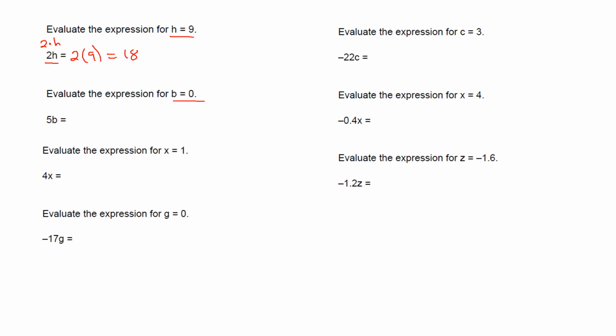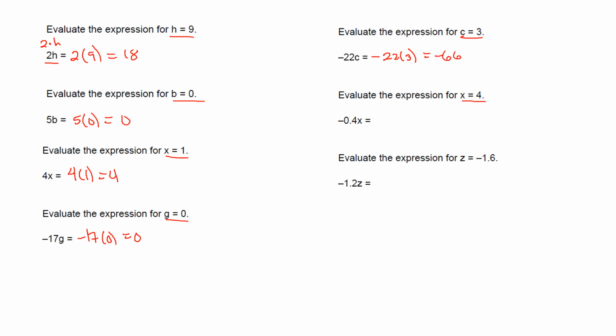If b equals 0, 5b equals 5 times 0, and 5 times 0 equals 0. If x equals 1, 4x equals 4 times 1, which is 4. If g equals 0, then negative 17g would be negative 17 times 0, which is still 0. If c equals 3, negative 22c would be negative 22 times 3, which is negative 66.